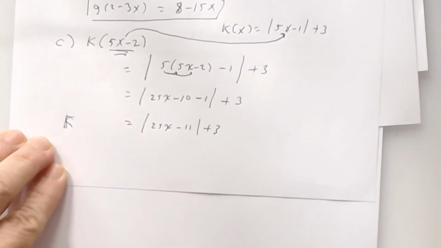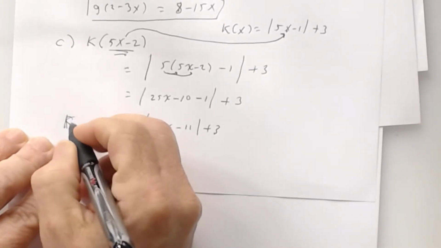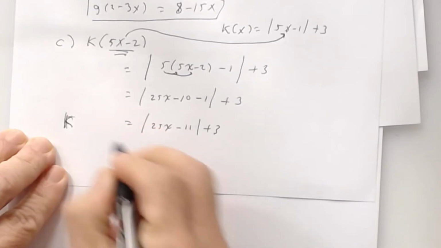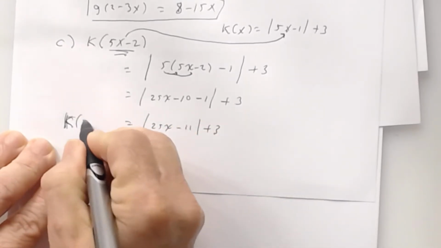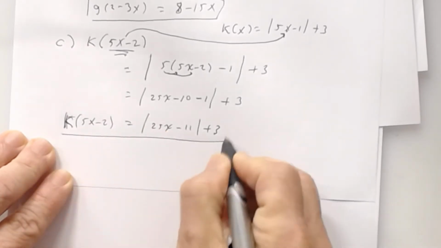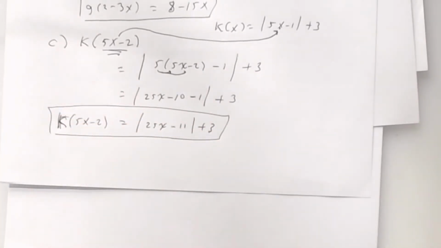So when you do the worksheet or problems with absolute value, you're going to see one in my math lab. Just remember that that absolute value expression stays. So k of 5x minus 2 is this. That's all you can do. That's it. Because you don't know what x is.